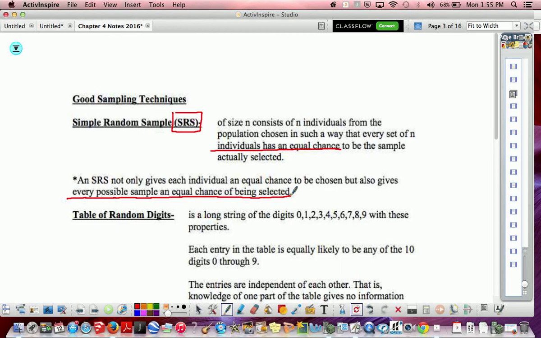So since they can't even be a possibility, technically it's not a simple random sample. Okay? Not each and every group of 2 students had an equally likely chance of being selected. Some groups were completely left out.